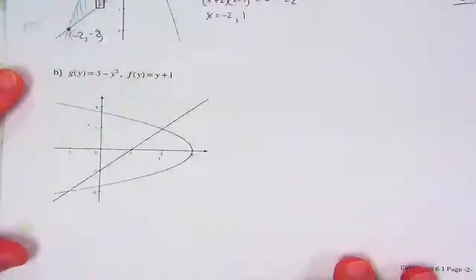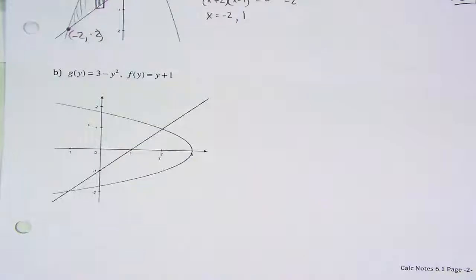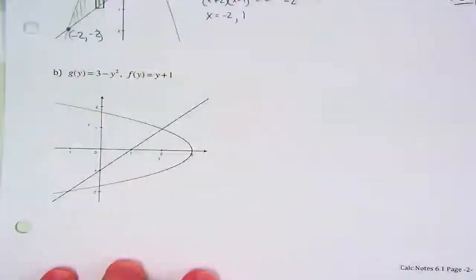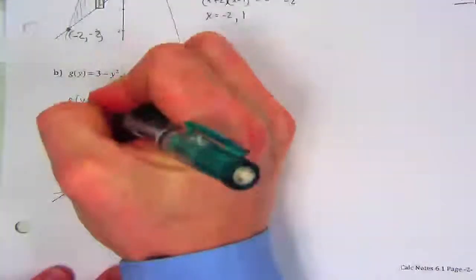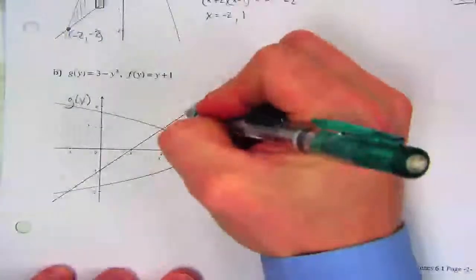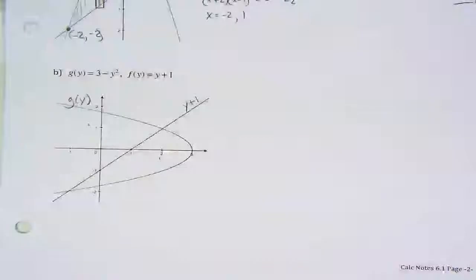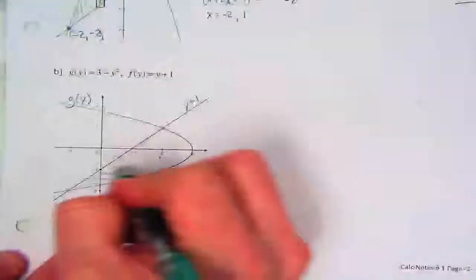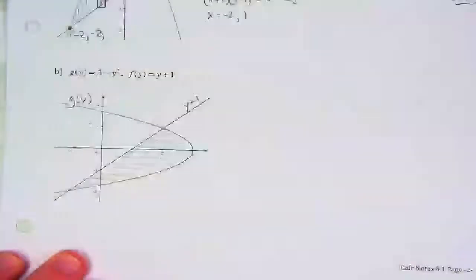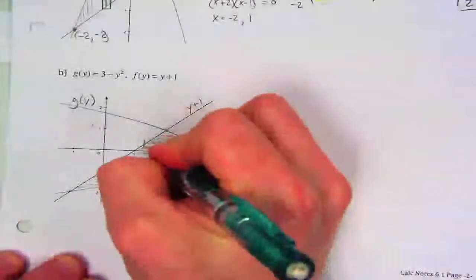All right, so let's take a look at our next example. Here we look and we see our functions are in terms of y. G of y equals 3 minus y squared. And so that's graphing here, g of y. And then this one here is y plus 1. So in this case, our area is from this point to this point. And our rectangles are going to be flat or horizontal.